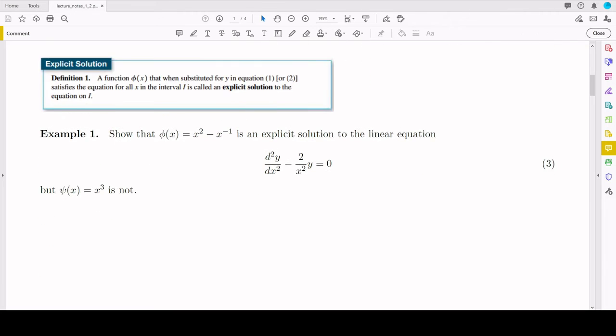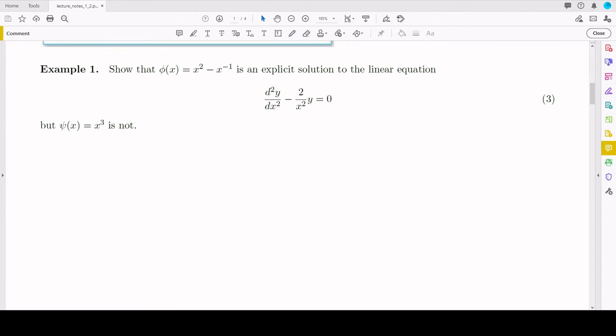So let's do an example here. We want to show that the function phi of x equals x squared minus x to the power negative 1 is an explicit solution to the linear differential equation: the second derivative of y minus 2 over x squared times y equals 0. And then we also want to show that psi of x equals x cubed is not a solution to this equation.